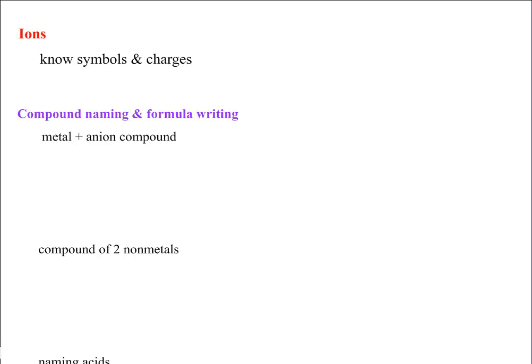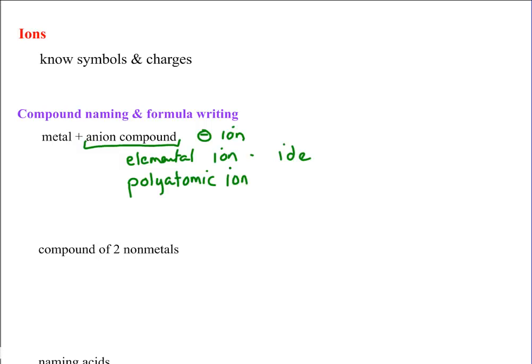When I'm writing compound formulas, when I'm naming them, there are a couple of different compound combinations I can have. The first one, the easiest, is if I take a metal plus an anion, or a negative ion, and form a compound. The anion is the negative ion, and it can either be an elemental ion. If that's the case, the ending is -ide for the ion name. If it's a polyatomic, there are a variety of endings. They can be -ate, as in sulfate, they can be -ite, or they can be -ide. And here's where the memorization comes in. You'll need to know their names.